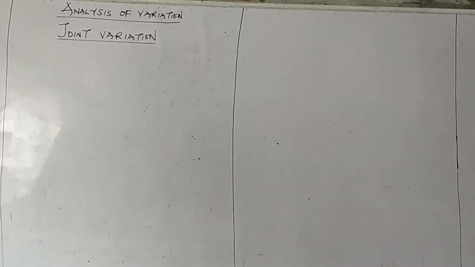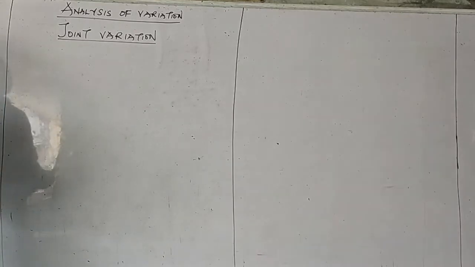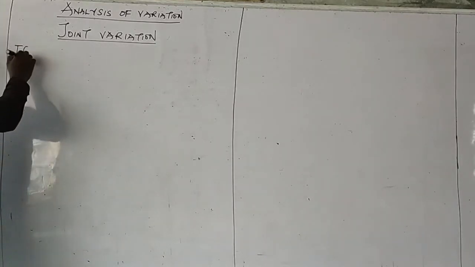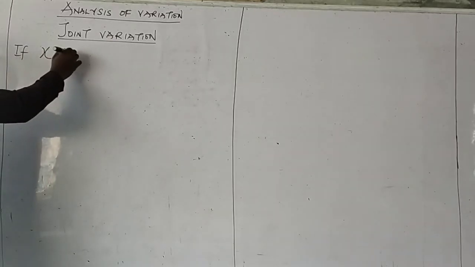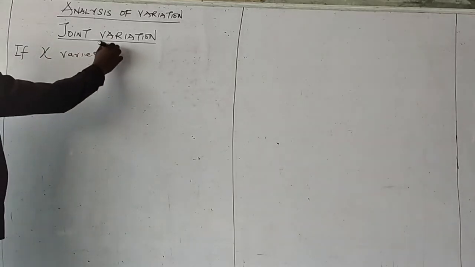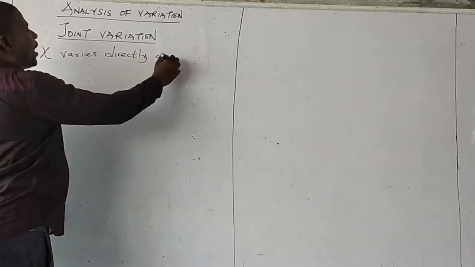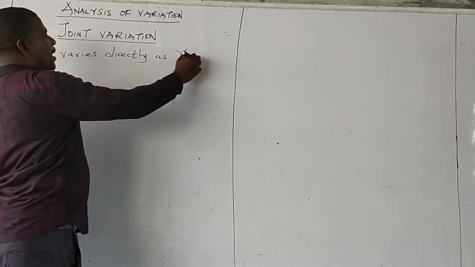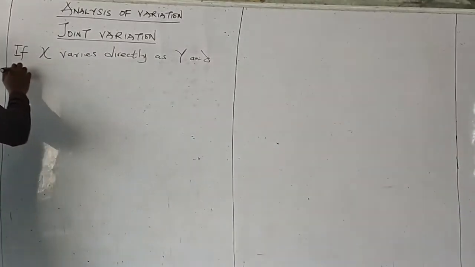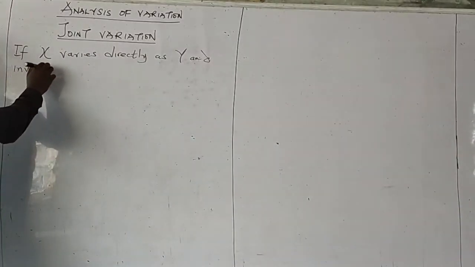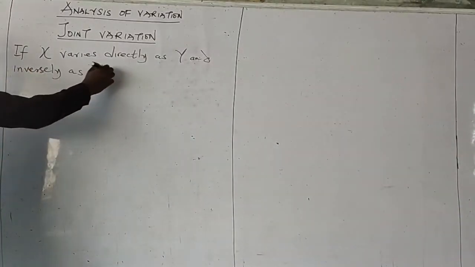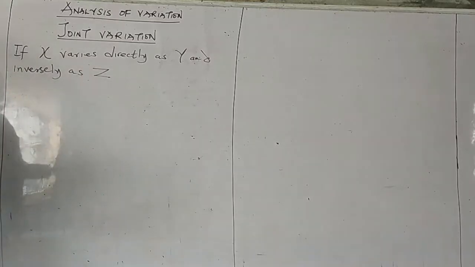So the next one we are looking at is joint variation. Joint variation means that if, for example, they say x varies directly as y and inversely as z. That's what they just want, to combine the two.